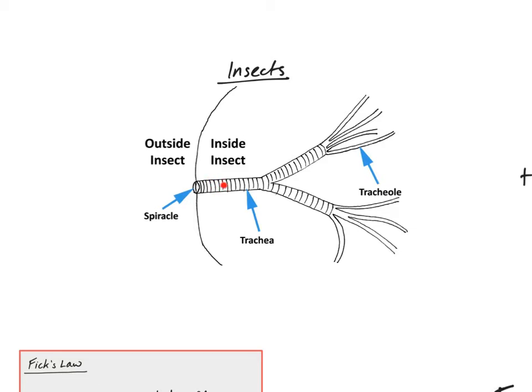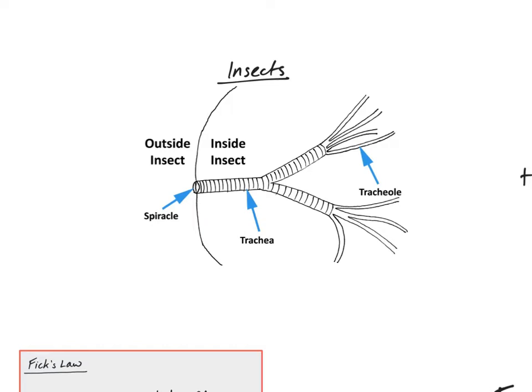It's got circles around it, like lines down it, to show that it's reinforced, because when air moves through tubes, it can suck the walls in, and therefore it needs reinforcement. And they branch and branch and branch, and they then end up in these microscopic little tubes called tracheoles, and then they terminate where the cells are.